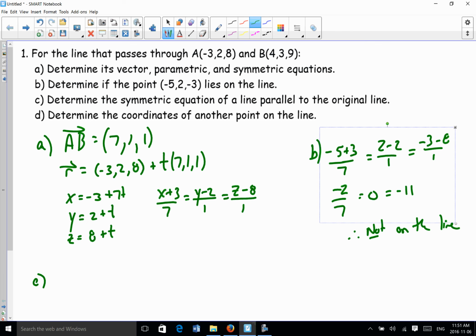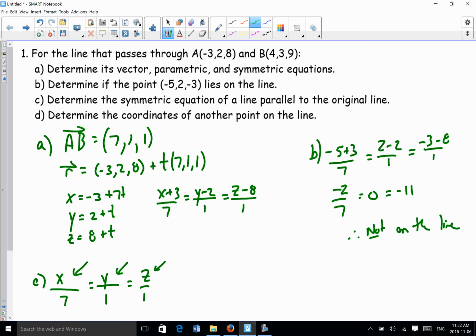In part C, determine the symmetric equation of a line parallel to the original line. So, our choice and how we want to go about doing this. If it's got to be symmetric, we can pick any point we want to, but the parts on the bottom have to be the same. So the simplest one would just be saying that. That would be symmetric. But you could choose any points you want to here, add a point in or not, and those things would be symmetric.